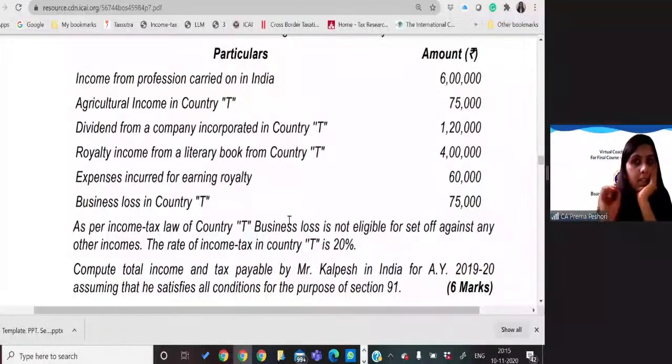In this case, remember one thing. You will have one deduction to be taken, and that is deduction under section 80QQB, which is on royalty income of a resident, which is equivalent to 3 lakh rupees. You have to take into account that deduction under section 80QQB before coming to net total income.